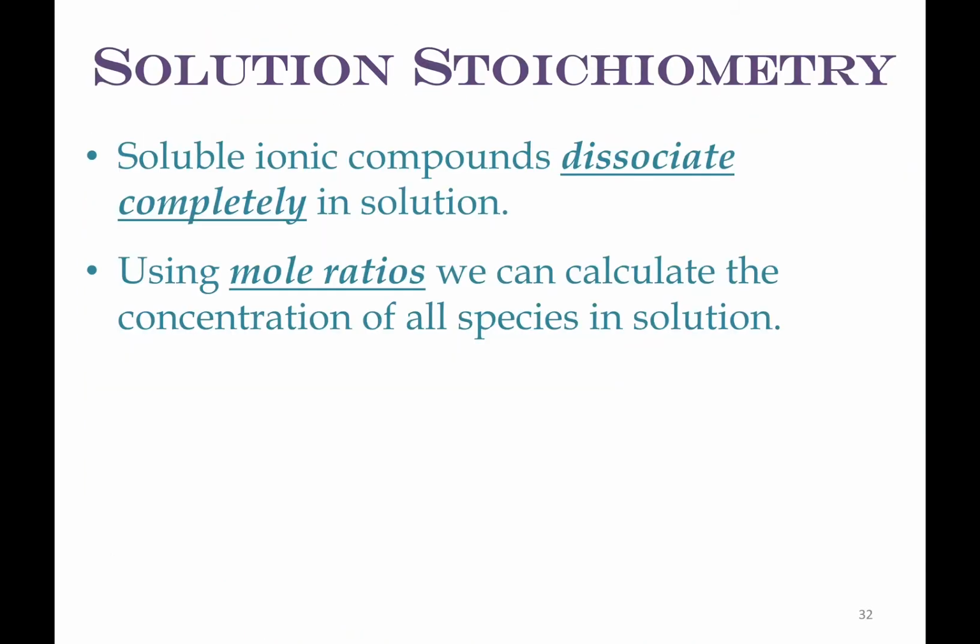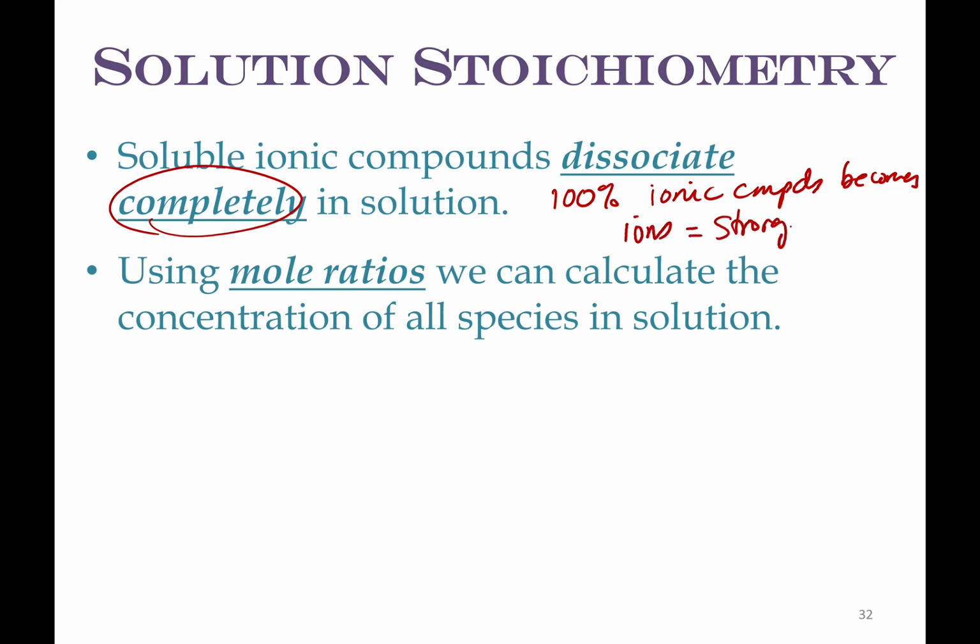Soluble ionic compounds are those that dissociate completely. So 100% of the ionic compounds become ions. That gives a very large, so they're strong electrolytes. Gives a great pathway for the electric current to flow.